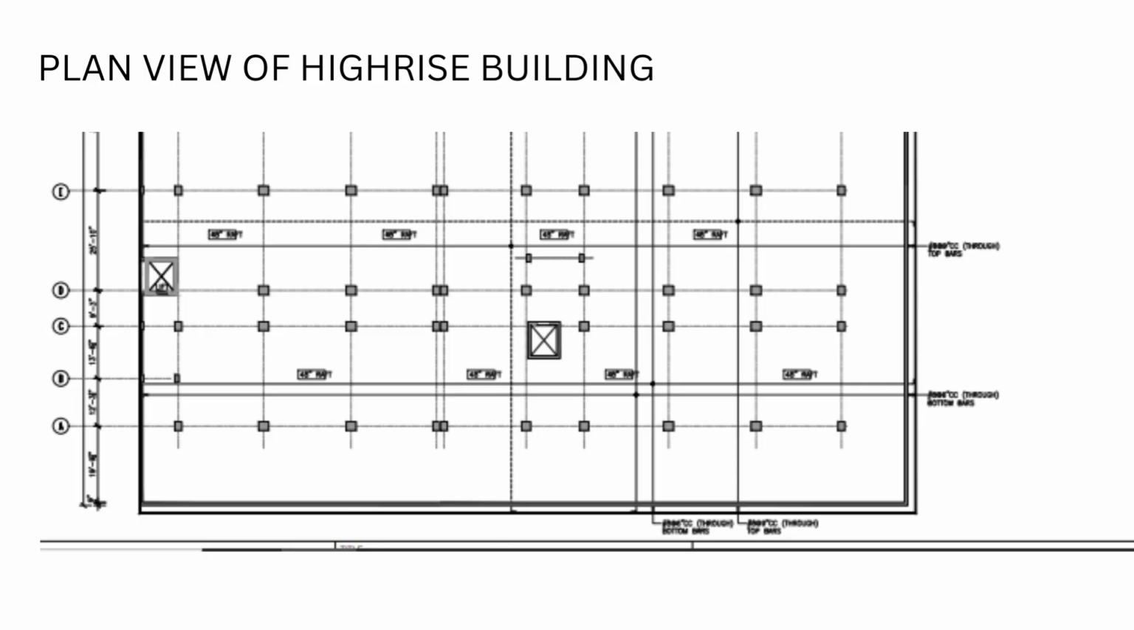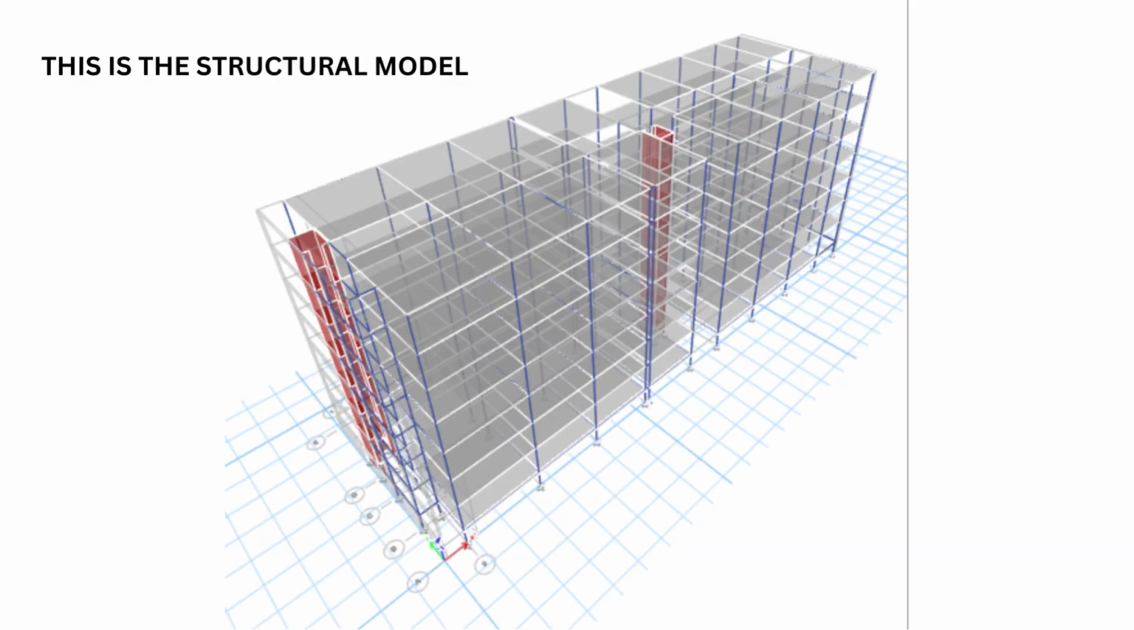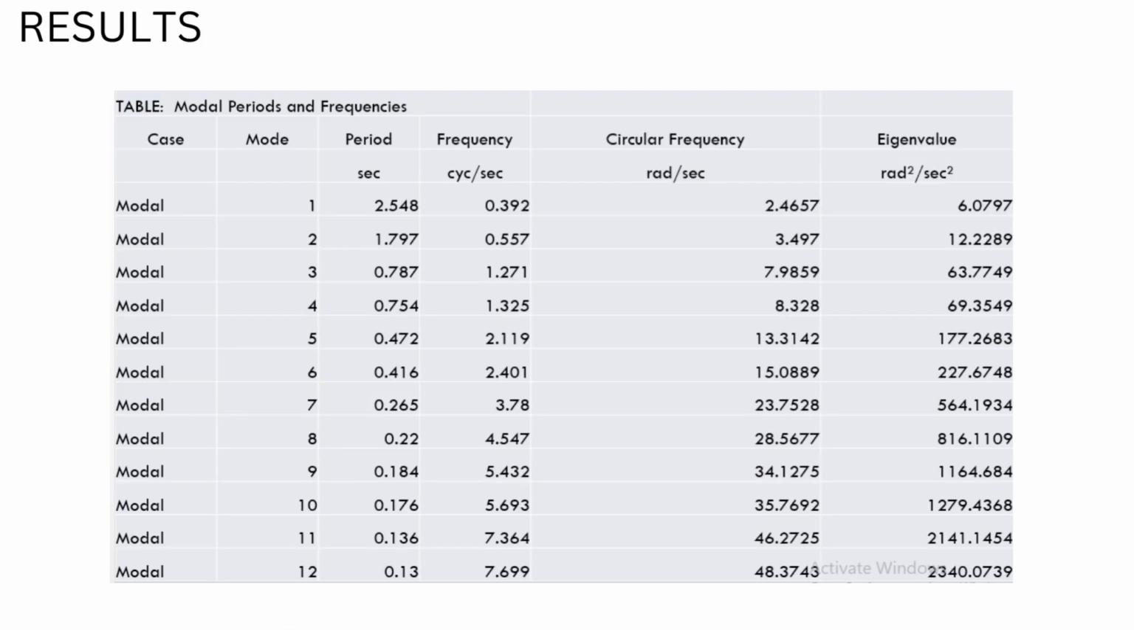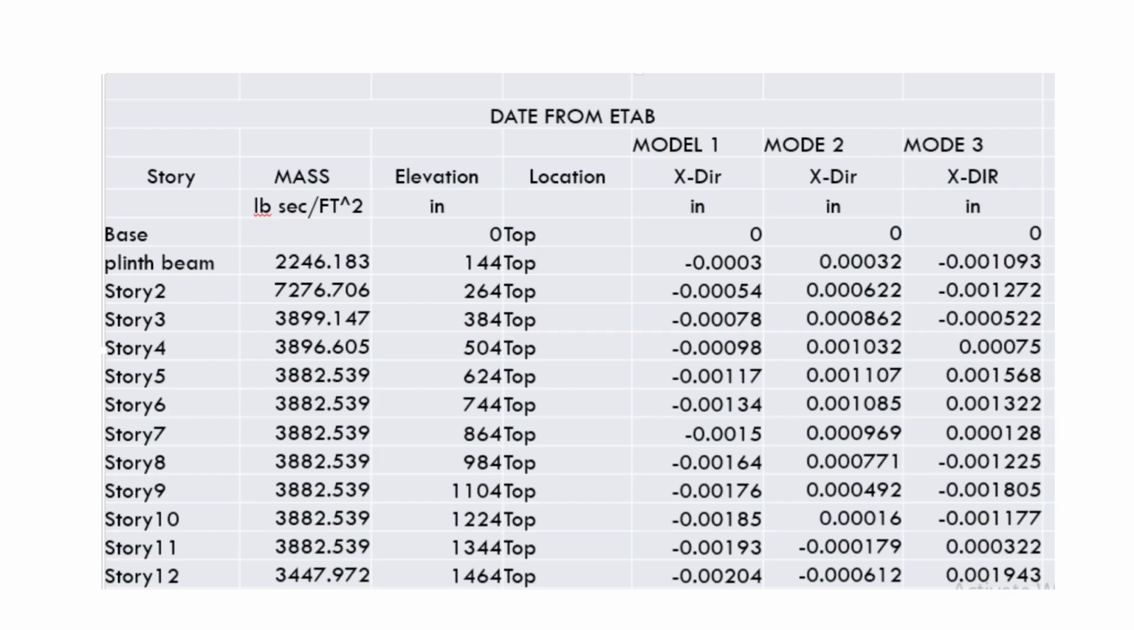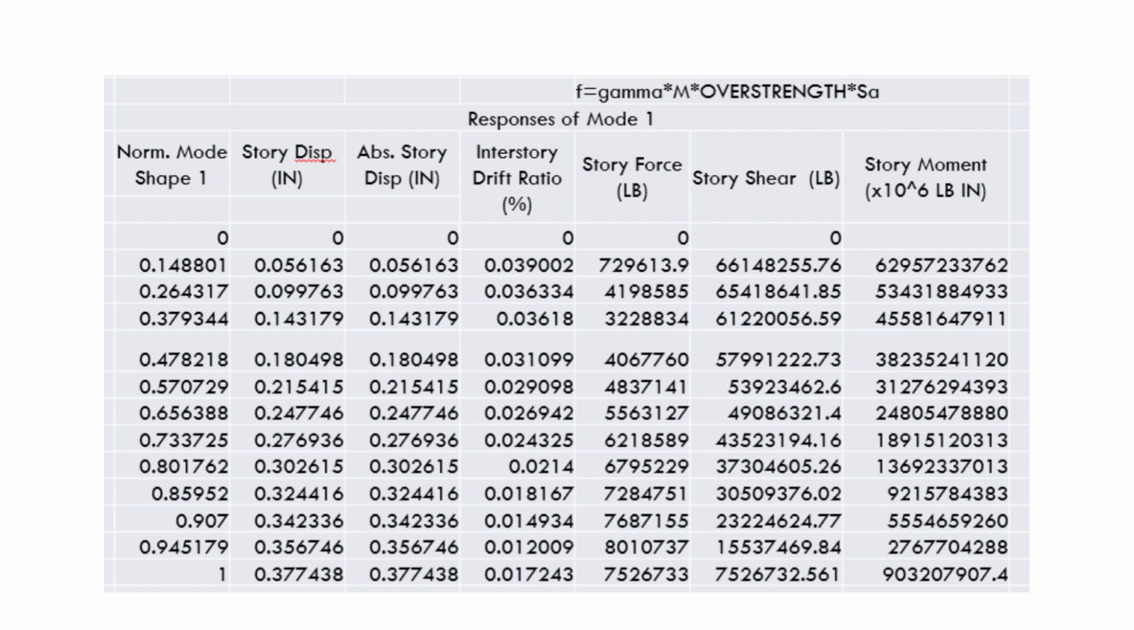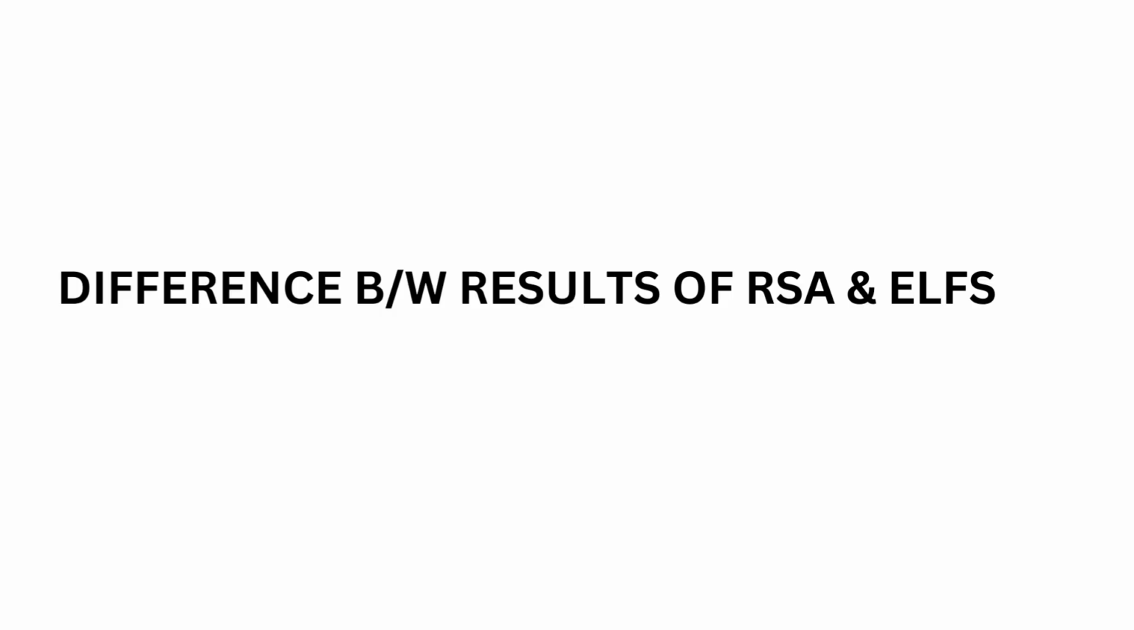This is the plan view of the high-rise building. This is the structural model on ETABS. These are the results, which include modal periods and frequency, RSM mode calculations, and some further detailed results of RSA. Furthermore, we have the difference between the results of the response spectrum method and equivalent lateral force method.